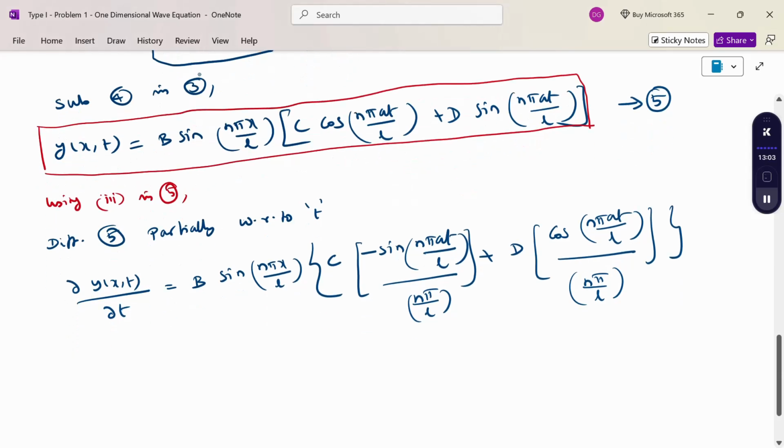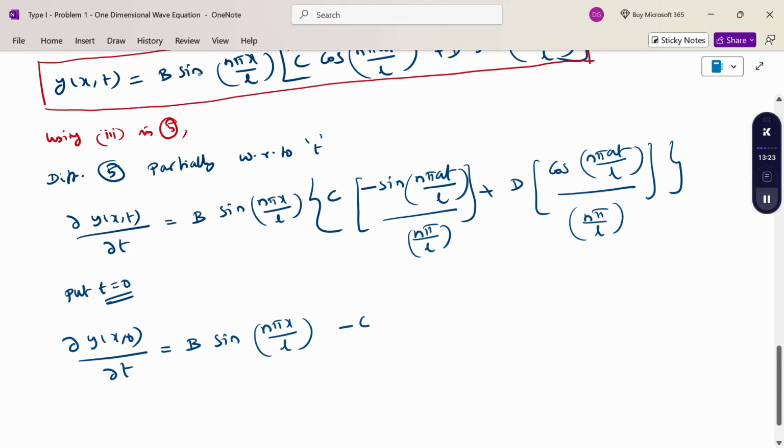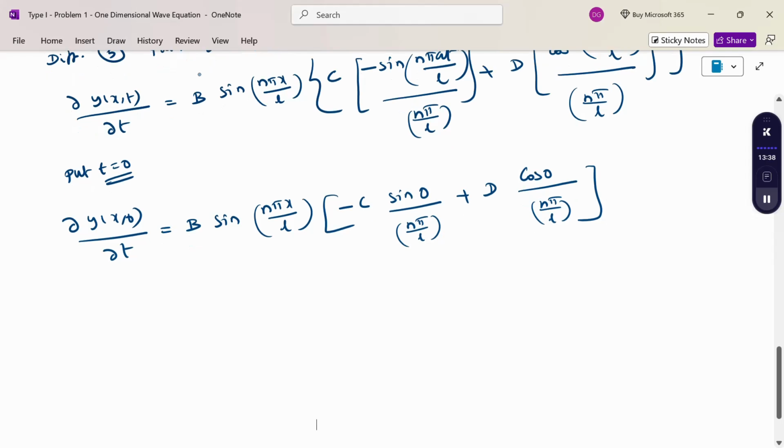Now what is the next one? Once differentiated, third condition: when I differentiate, then put t equal to 0. Therefore, ∂y/∂t of (x, 0) equals b sin(n pi x by L). Then when I substitute this term, c sin 0 times n pi a by L, then plus d cos 0 times n pi a by L. I mentioned already sin 0 is 0, cos 0 is 1.